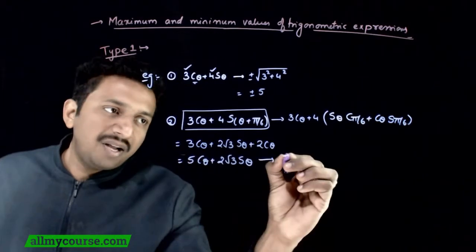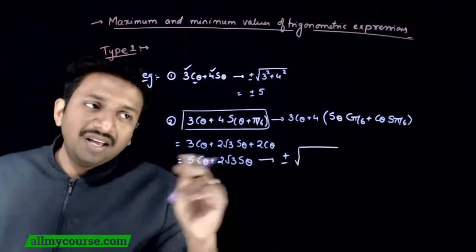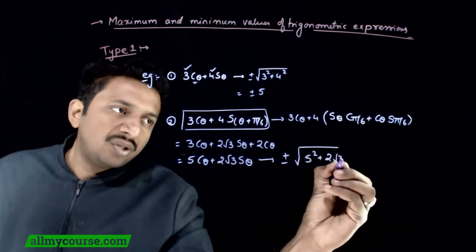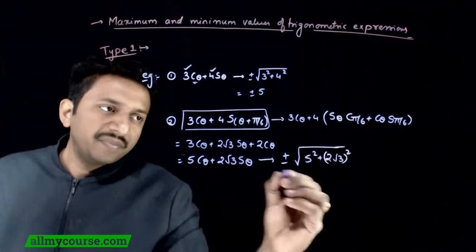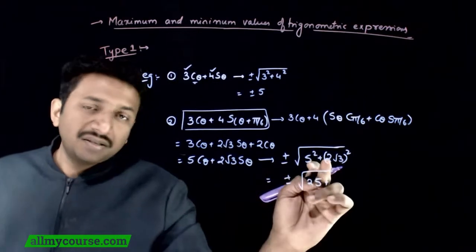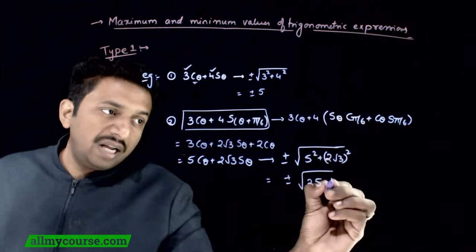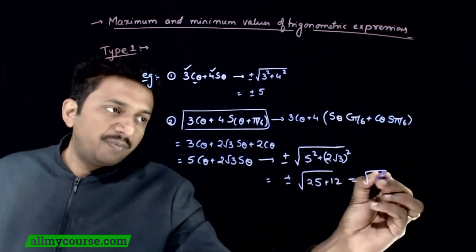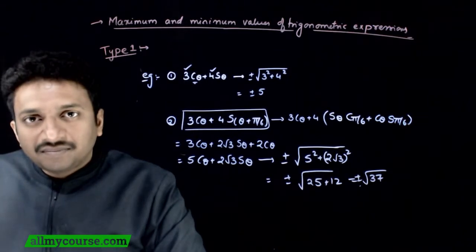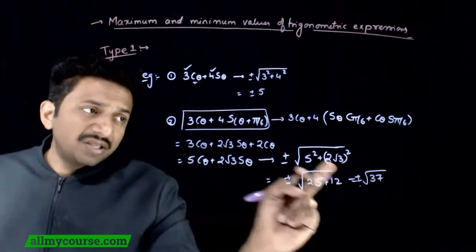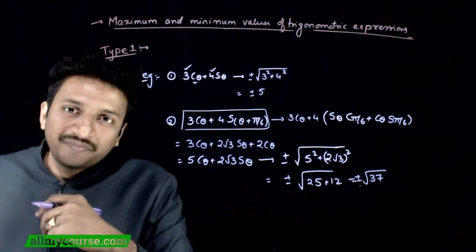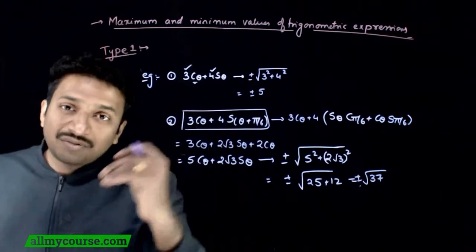Now I can use the formula. The range is plus or minus root of 5 square plus 2 root 3 whole square. That is equal to plus or minus root of 25 plus, 2 root 3 whole square is 4 into 3, 12. That is equal to plus or minus root of 37. So the maximum value of this expression is plus root 37 and the minimum value of this expression is minus root 37. So now I hope you have understood this formula.